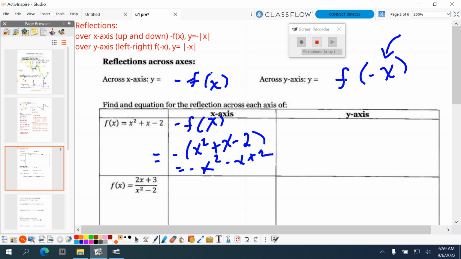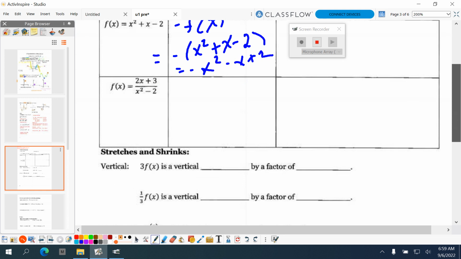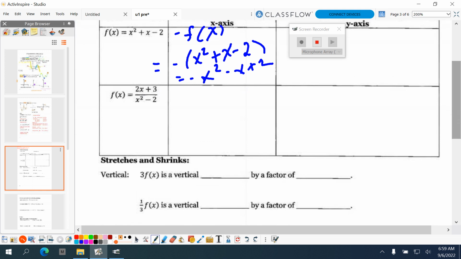All right? What does that look like with a rational? So basically, negative f of x equals negative 2x plus 3 over x squared plus 2. So the whole function gets a negative applied to it, basically.